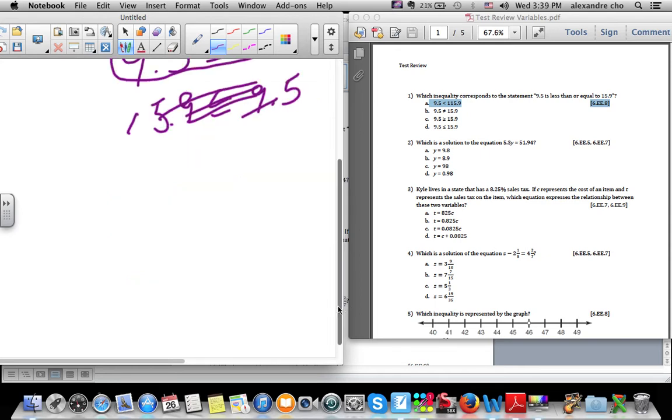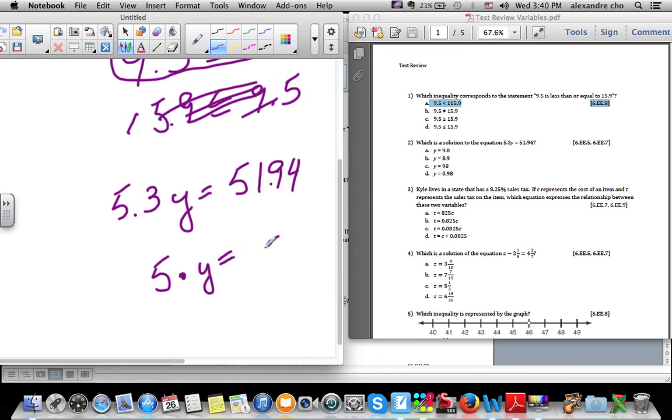Number 2. 5.3 times a number that we don't know, we call it Y, equals 51.94. And again, if you estimate, this says 5.3 times a number that we don't know equals 51.94. Now, if I were to guess, I can round this to about 5 times a number equals 50. So what times 5 equals 50? If I were to estimate, I'm looking for an answer that is around 10, because 5 times 10 is 50, and that's what we're looking for.